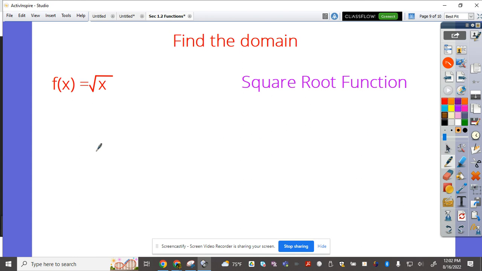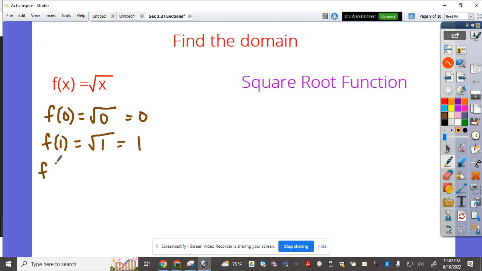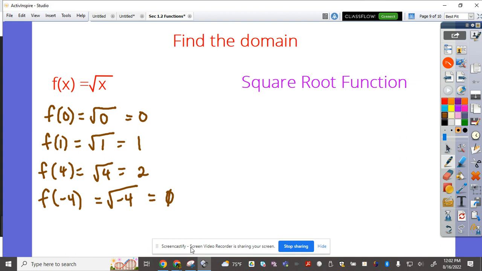What about if we have a square root function? With a square root, we know that f of 0 is the square root of 0, which gives us 0 because 0 times 0 is 0. If we have f of 1, that will give us the square root of 1, which is 1. A 4 will give us the square root of 4, which is 2. But look, if we have f of negative 4, it will give us the square root of negative 4. If you punch a negative value inside the square root into your calculator, it will give you an error or it will be undefined. In other words, you cannot have a negative value inside your square root.